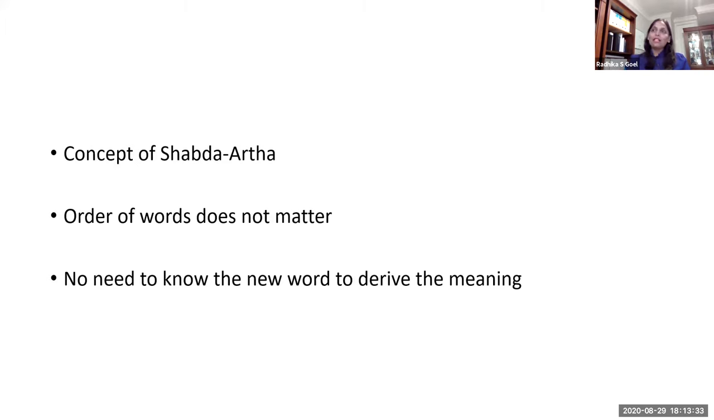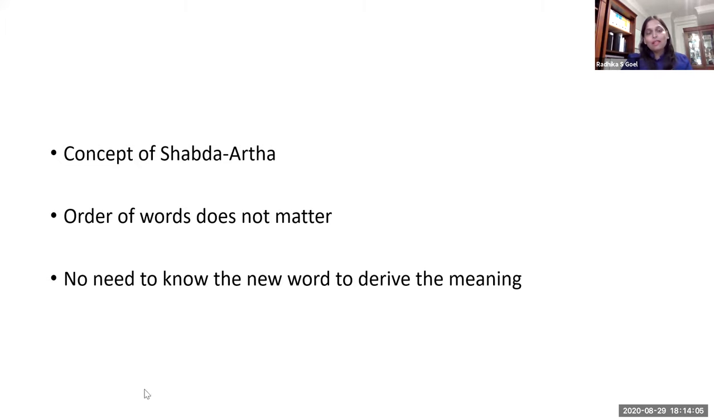So that's a very different concept in Sanskrit compared to other languages. Even proper nouns are not exactly proper nouns, but you can address a person by different names based on what the person is. And that gives a very important concept of having meaning tied to every word.